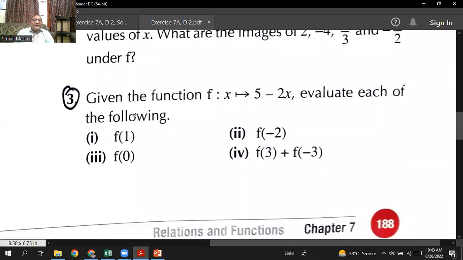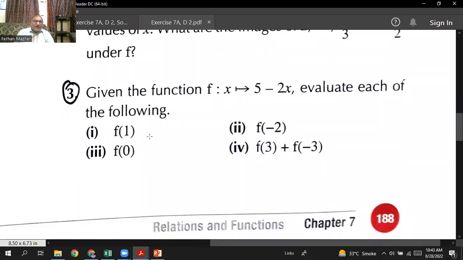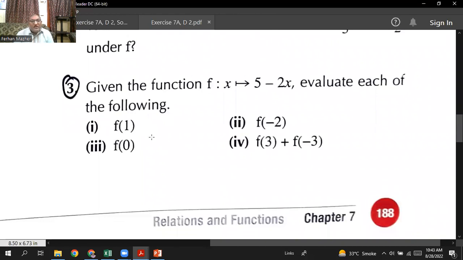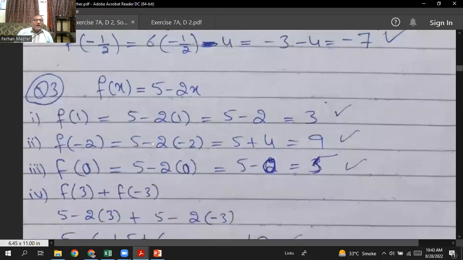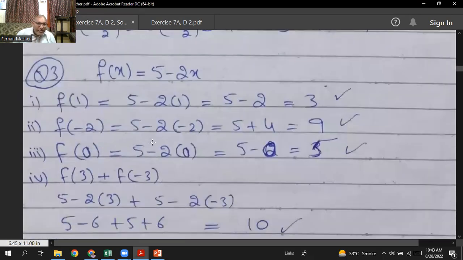From exercise 7A, book D2, question number 3, he says, given the function f of x equals 5 minus 2x, evaluate each of the following. The first thing they are asking is f of 1. In this formula, in the place of x, I will substitute 1. So f of 1 will be 5 minus 2 into 1, and that will be 3.